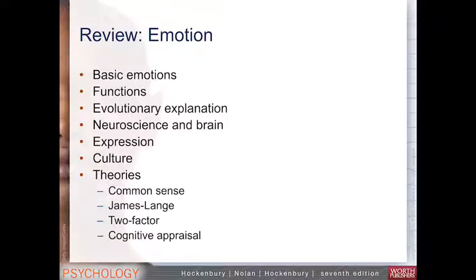And then here we kind of split it also into emotion, looking at those 6 basic emotions, the functions of them, explaining why it is that we experience them, how we experience them in terms of the amygdala and limbic system, how we express them, how culture is involved with that, and the fact that the 6 basic emotions, expression and identification, are completely innate, universal. And then those 4 theories that we talked about: common sense, the James-Lange theory, and then on that one side, two-factor and cognitive appraisal theories.